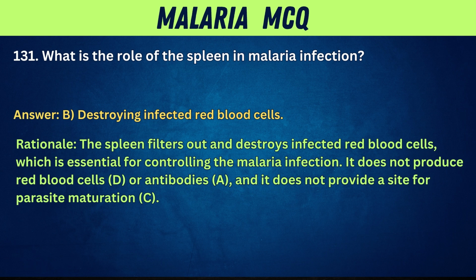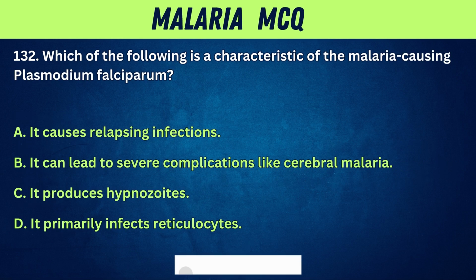Rationale: the spleen filters out and destroys infected red blood cells, which is essential for controlling the malaria infection. It does not produce red blood cells (D) or antibodies (A), and it does not provide a site for parasite maturation (C). 132. Which of the following is a characteristic of the malaria-causing Plasmodium falciparum?